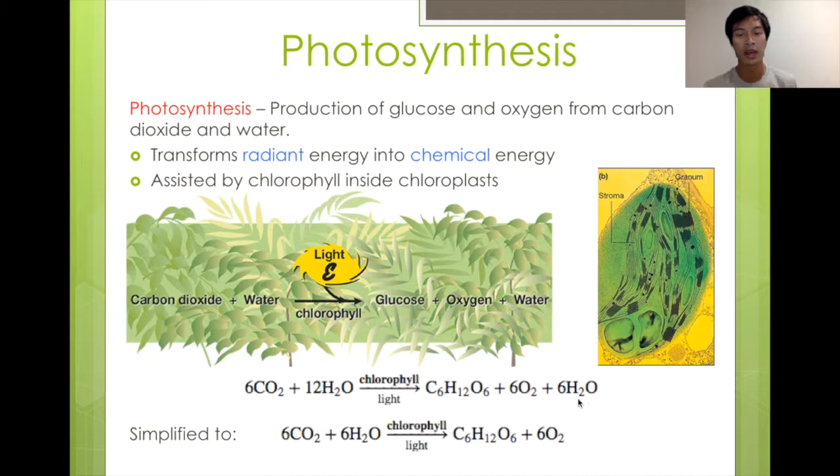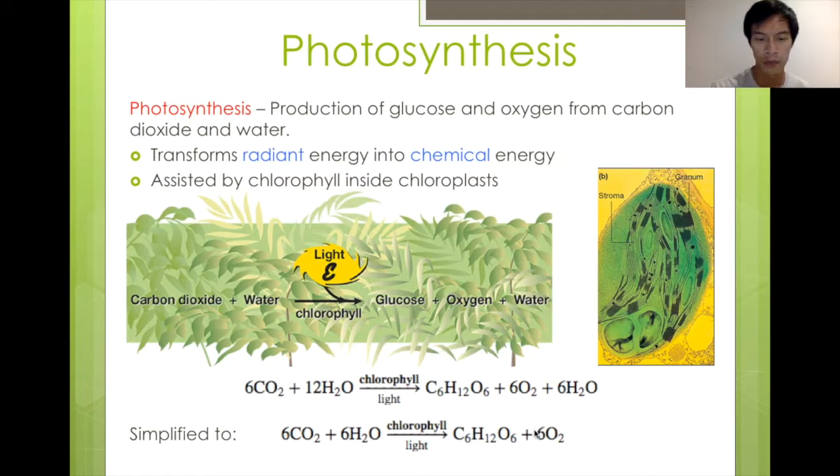So you can see there that there is a surplus of water on both the product side and the reactant side. What that means is that if you simplify the equation and remove the 6 molecules of water, you end up with 6 CO2 plus 6 H2O gives you 1 C6H12O6, glucose, and 6 oxygen, O2.